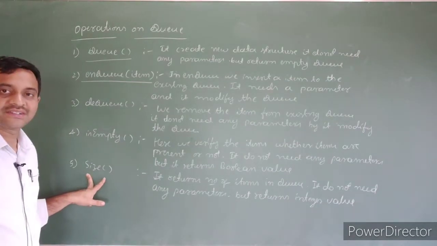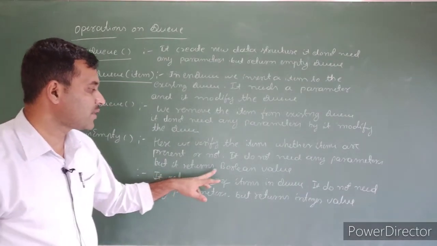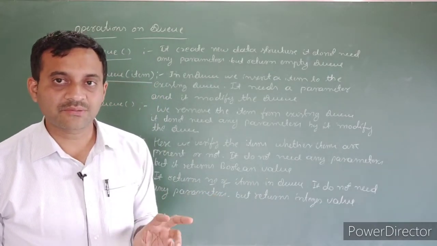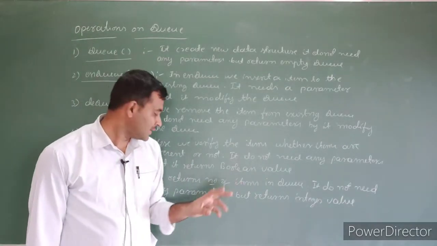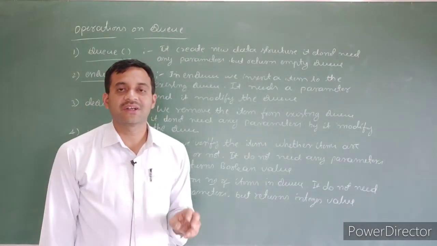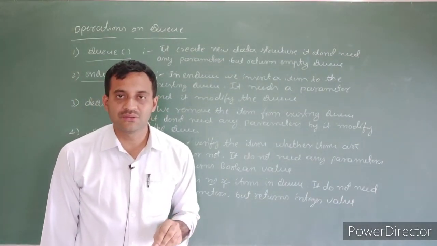Then the fifth one is size. It returns the number of items in a queue. It returns how many items are present in the queue. It does not need any parameters, but returns an integer value.